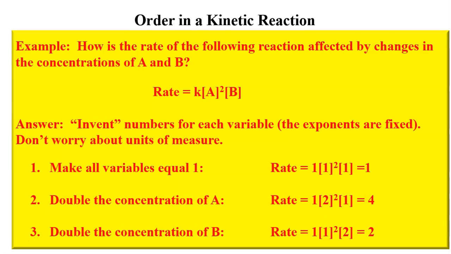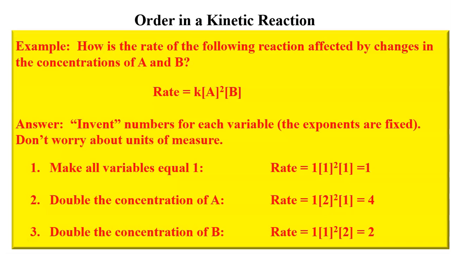So example: how is the rate of the following reaction affected by changes in concentrations of A and B? And we're just taking a sample reaction here of rate equals K, A squared, B. So we just invent some numbers for each variable, and we're going to just make ones. So we're going to make the rate constant equal 1, the concentration of A equal 1, the concentration of B equal 1. And if you do that, then what you'd have is all ones, and the rate would be 1. So that's just a base rate that we're using for comparison.